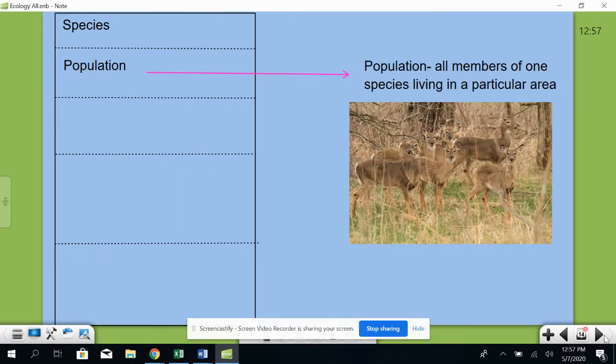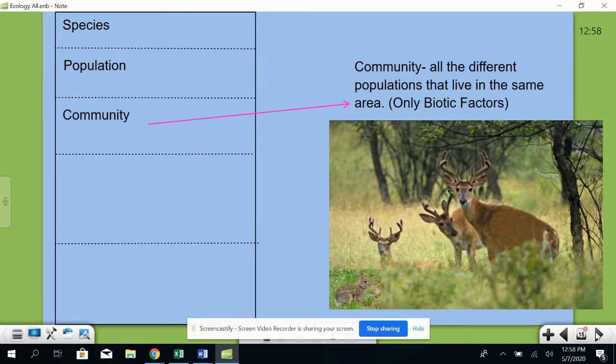Then we have a population. So now we have all the members of that species living in a particular area. So we start off with just one individual. Now we have a whole group of them, all members of this population. For example, deer, that's a very common thing that we see here. We have a large deer population in this area.